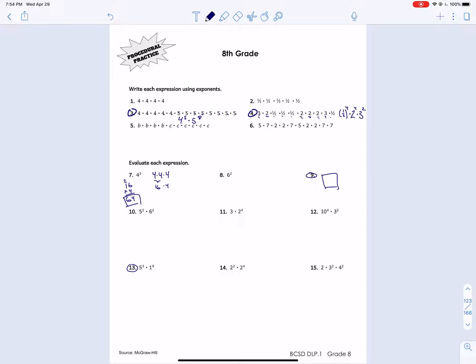5 to the 3rd power. 5 times 5 times 5. And then times 1 to the 9th. So think about what that is. 1 times 1. So it doesn't matter how many we put. It's still just going to be 1, right? So that's just 1. So all we care about is 5 to the 3rd power. So that's 25 times 5, which is 125.